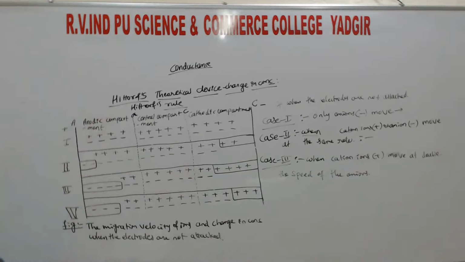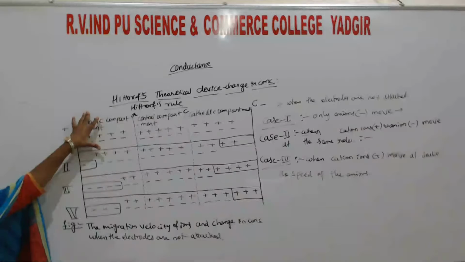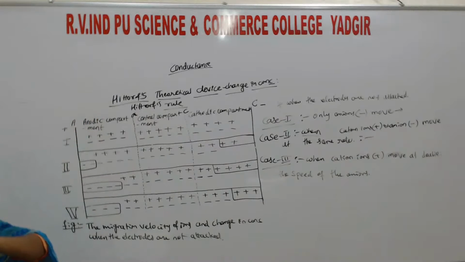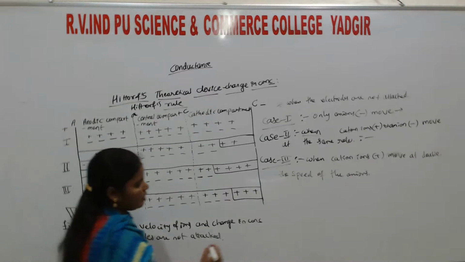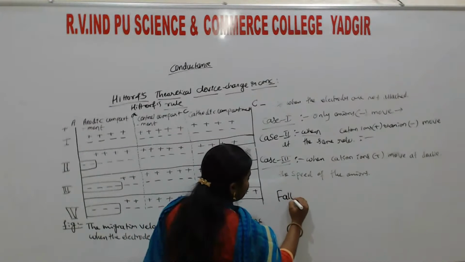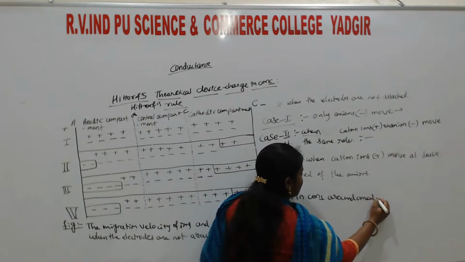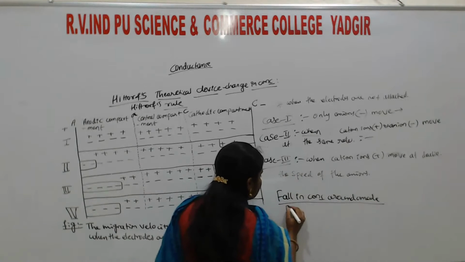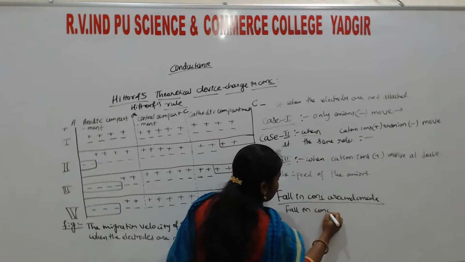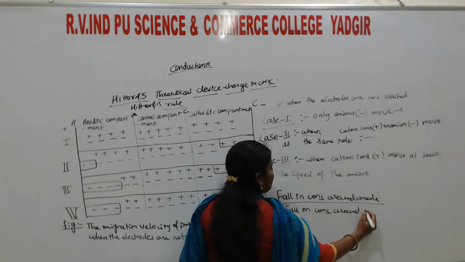So the proportionality is: cathodic is anions and anodic is cations. This is the formula of Hittorf's rule. Here I write the formula for the falling concentration around the anode divided by the falling concentration around the cathode.